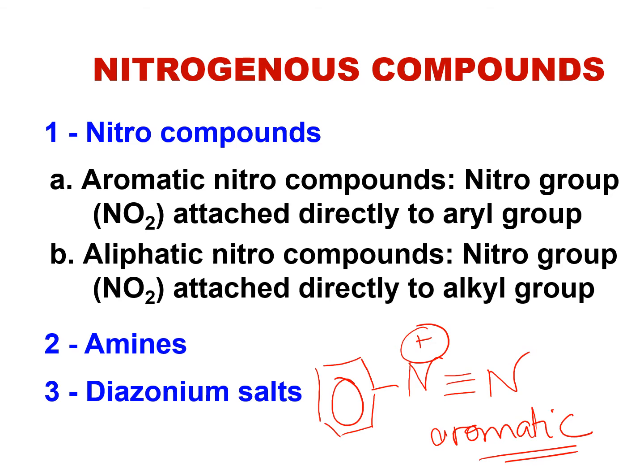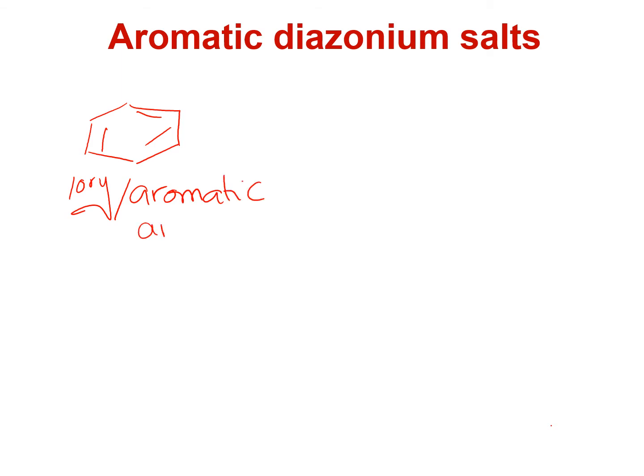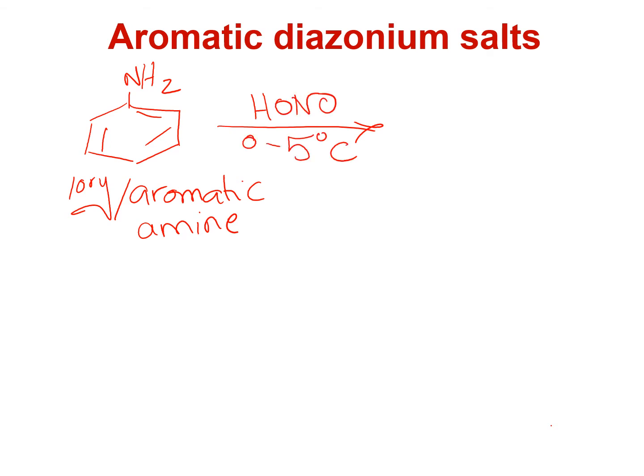How do we prepare diazonium salts? As I've mentioned, in case of amines, you can refer to the class of amines, the video for the amines. Diazonium salts can be prepared from a primary aromatic amine. You have to start with a primary and aromatic amine. So you have a benzene ring and a nitrogen, which is a primary amine attached to it. You add, as we mentioned, nitrous acid at 0 to 5 degrees centigrade, and you end up with the diazonium salt.